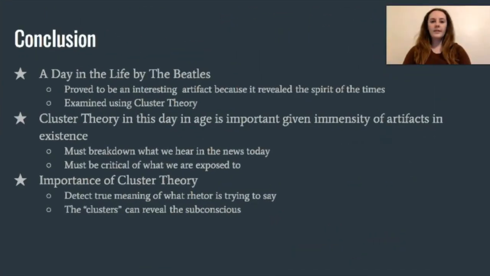In summary, we examined cluster theory through our artifact, A Day in the Life by the Beatles. Cluster theory is important because of the relevancy that it can be used in today's world. It detects the true meaning of what the writer is trying to say, and all clusters can be revealed through the subconscious.